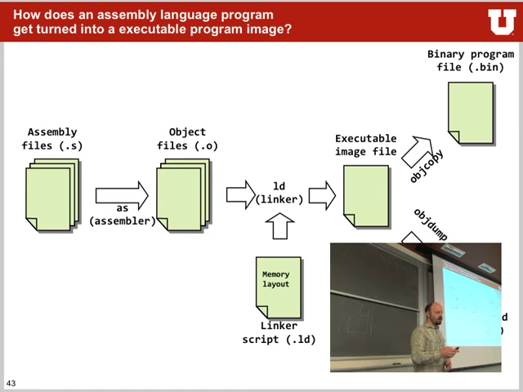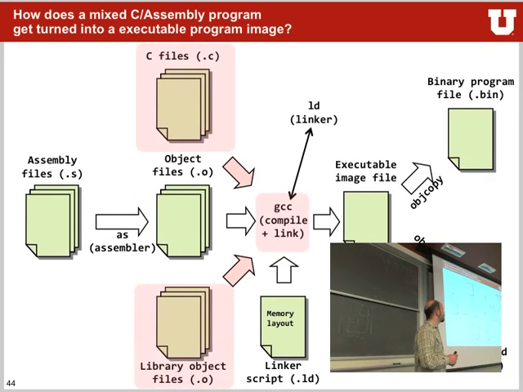If we add C into the picture, it gets more complicated. And now we add a tool that's called GCC that does a lot of magic for you. Instead of having the linker in here, you use GCC. And GCC takes C files, takes object files that were generated with an assembler, or it can also use libraries that were written as objects before, takes all of them together using a linker script, invokes the linker on the side, and generates your executable image. So GCC is really this magic box that does most of the things for you.